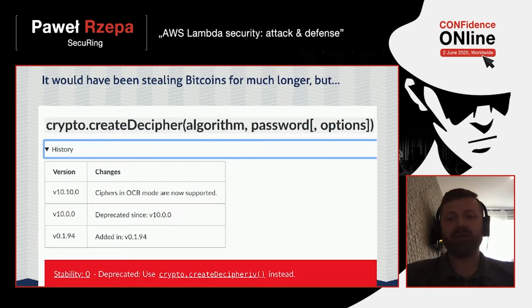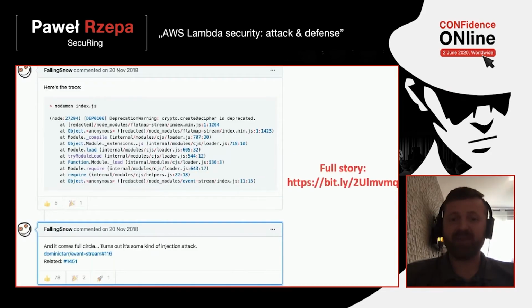One of the methods used by flatmap-stream was deprecated. So all applications which used event-stream got the deprecation warnings. That started the community investigation and finally ended with catching the dependency poisoning attack.